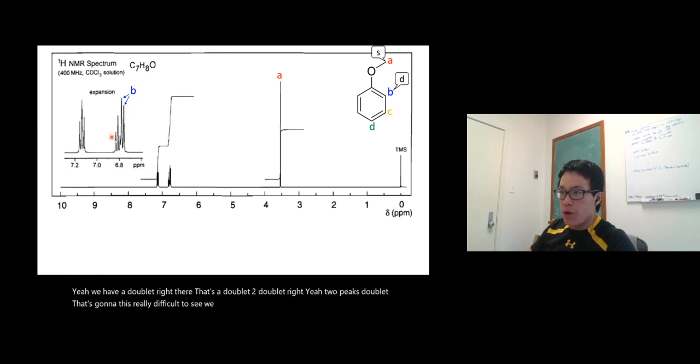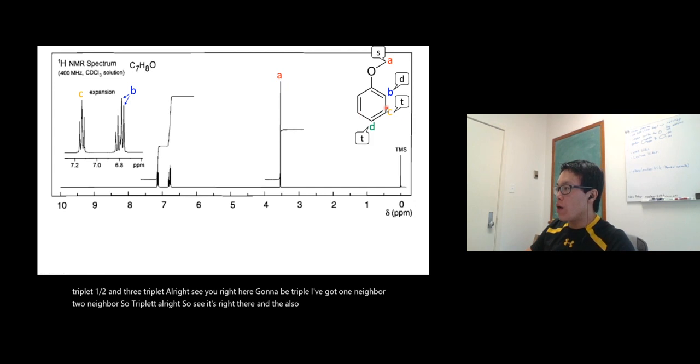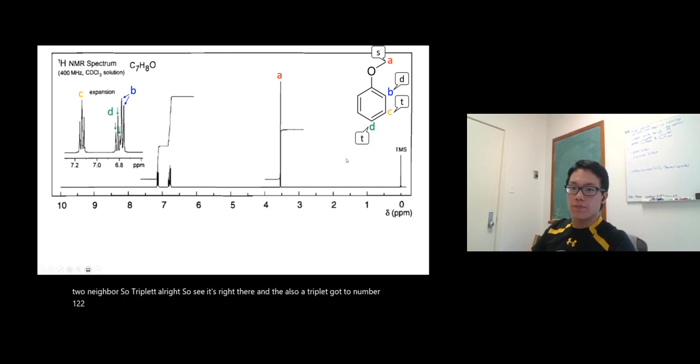This is really difficult to see. We got two triplets right down there. Yeah, 1, 2, and 3, triplet. 1, 2, and 3, triplet. All right, C right here is going to be a triplet. It has two neighbors, so a triplet. So C is right there, and D is also a triplet. It has two neighbors, 1 and 2, so also a triplet.